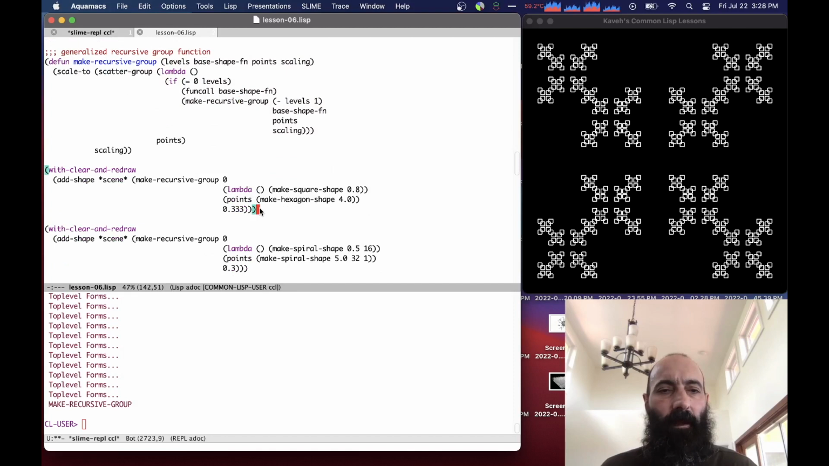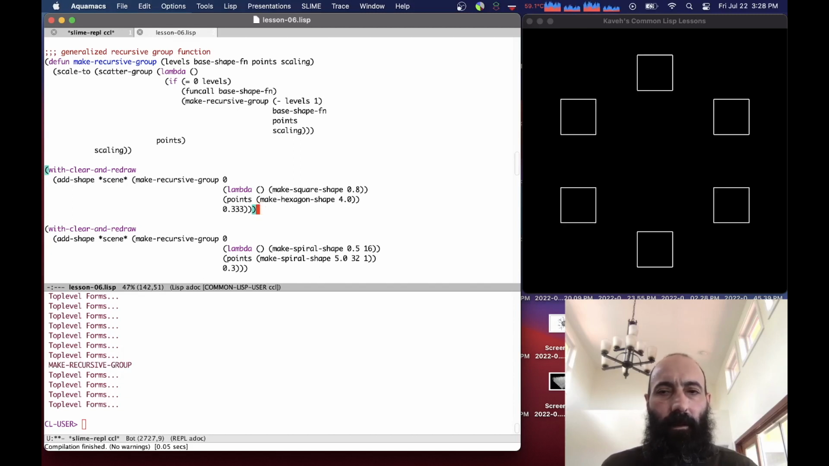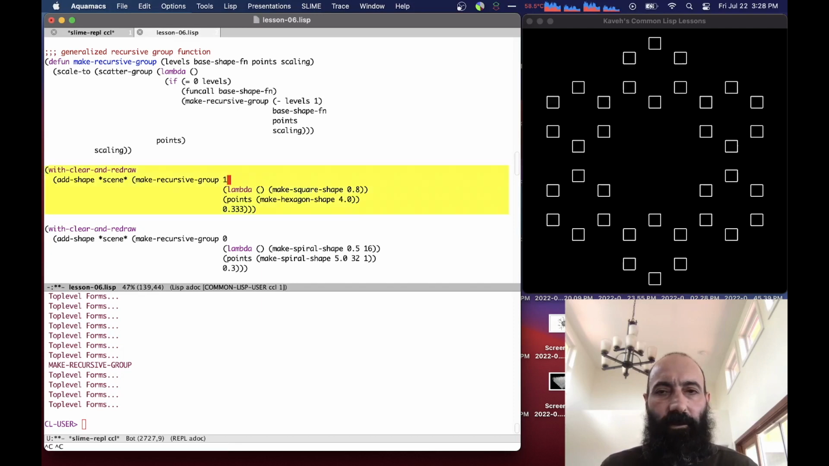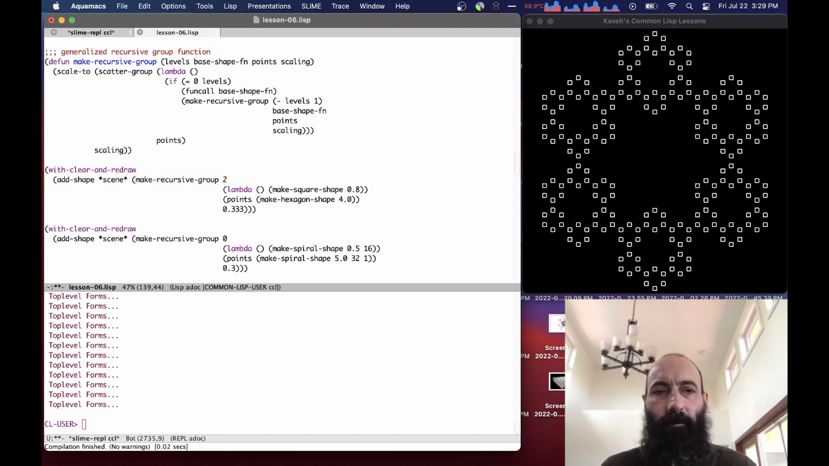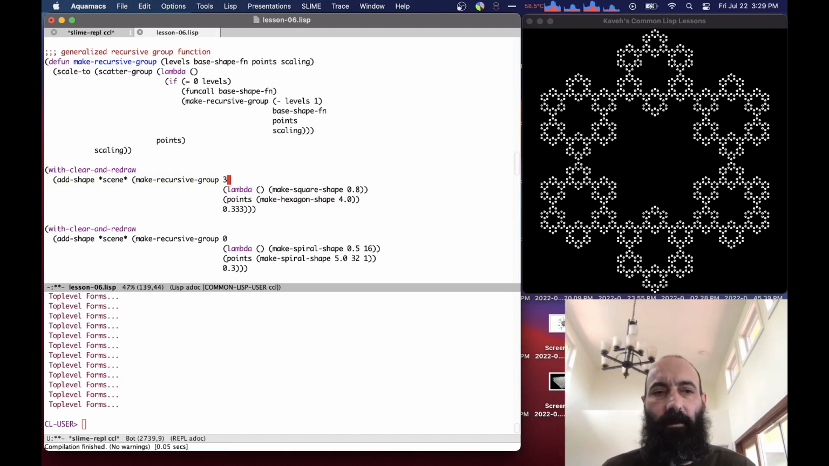If we take the base case and we give it a square shape on the points of a hexagon, that's basically squares on the points of a hexagon. If we recurse once, 1 level of recursion, we have squares on the points of 6 hexagons. So we have squares on the points of a hexagon. 2 levels of recursion, 3 levels of recursion, and so on.